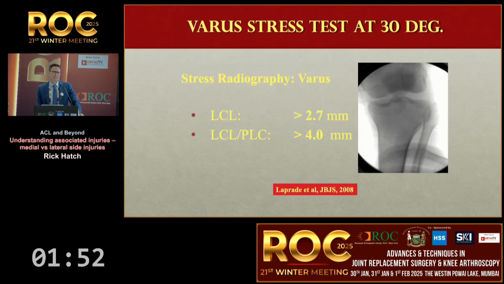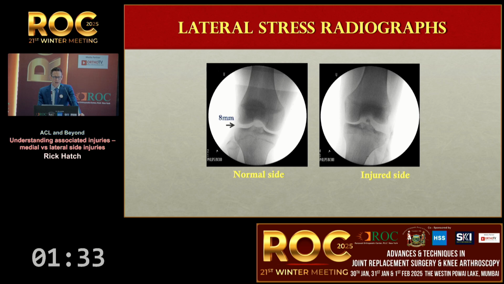I'm always using stress tests in the operating room to look at the opposite side and compare. Laprade reported that 2.7 millimeters is consistent with an LCL injury. Now, it's hard to get 2.7. It's really somewhat of a qualitative instead of a quantitative examination. If it's greater than 4 millimeters, you get a posterior lateral corner injury as well at 30 degrees. And so I'm always testing in the operating room on these cases.